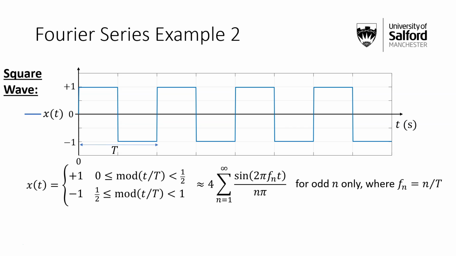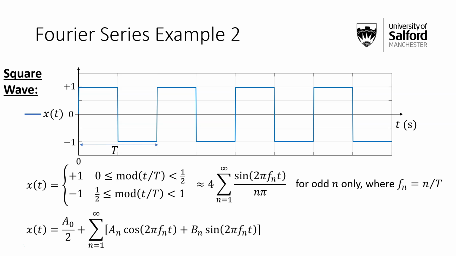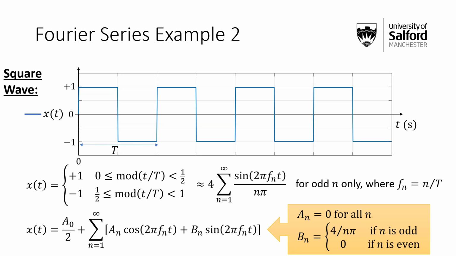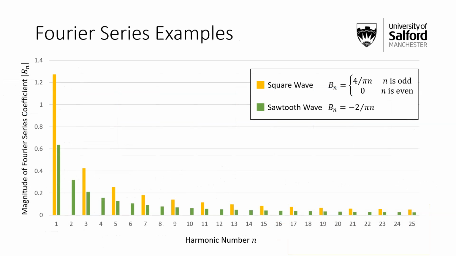So let's compare that to our Fourier series. That's the form of that. By just comparing the two, you can again see that an is 0 for all n, but rather than bn being 2 over n pi for all n, it's now 4 over n pi and only for odd n, otherwise it's 0. I could just compare those on a graph like this if you wanted.